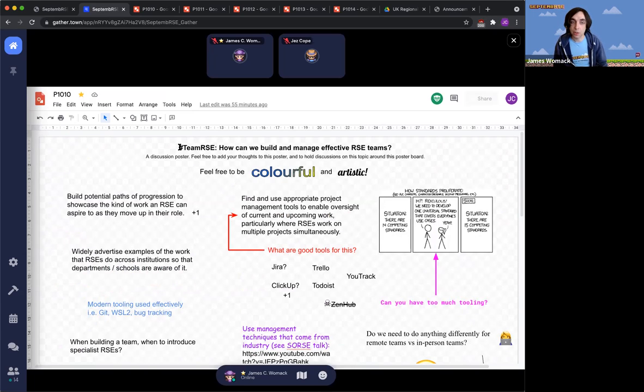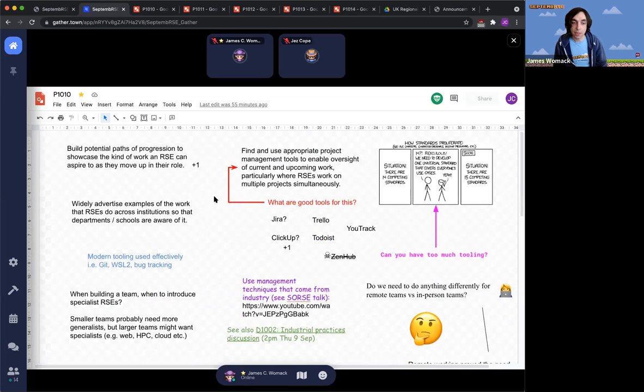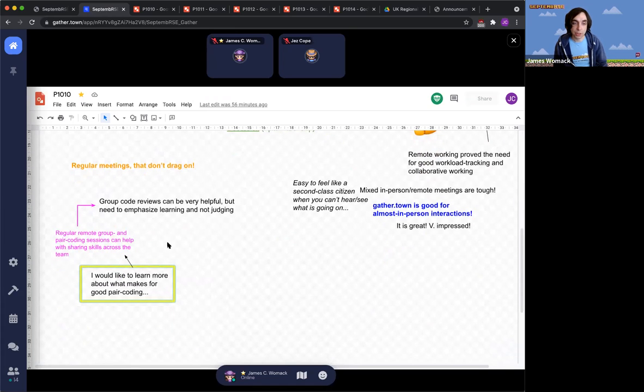So this first poster is called Team RSE. How can we build and manage effective RSE teams? One of the discussions that I found interesting was this person made a comment about pair coding. So there was a comment here about group code reviews being very helpful because they can emphasize learning and not judging, and that remote group and pair coding sessions can help with skill sharing. And someone has put this comment saying, I would like to learn about what makes good pair coding. I hadn't actually thought about what makes a good pair coding session, and I think that would be an interesting discussion to continue on this poster board.